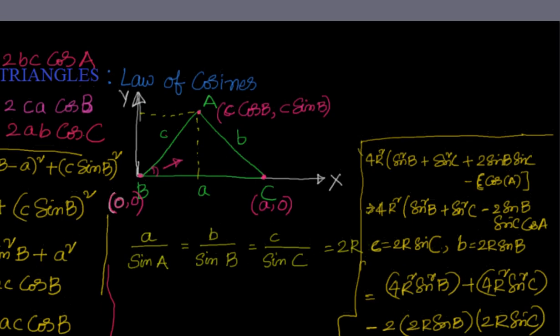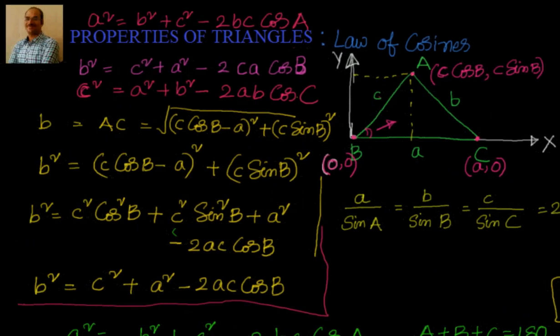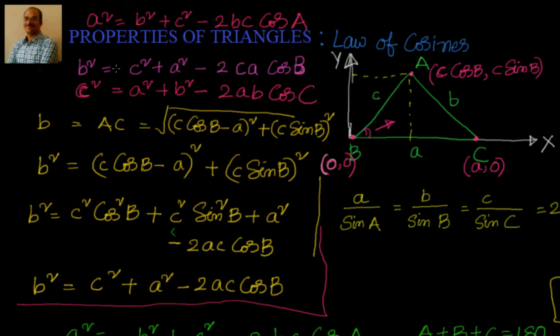Similarly, you can try for b square. Take b equal to 2R sin B. b square will be 4R square sin square B. Sin square B you can write as sin square of A plus C. Then you can expand sin A plus C whole square and you can convert this whole thing into sines, and you can take care of that.